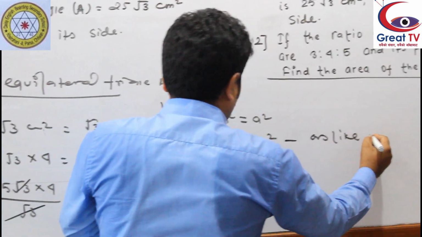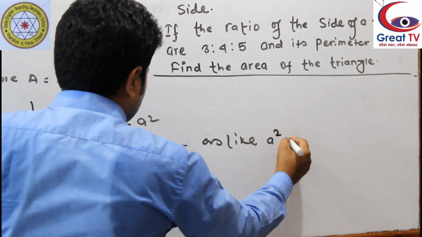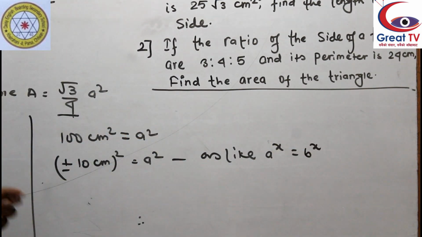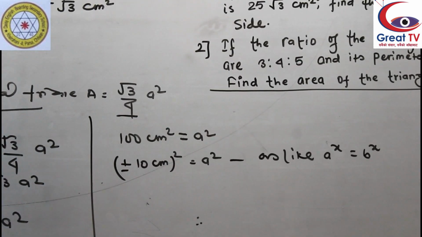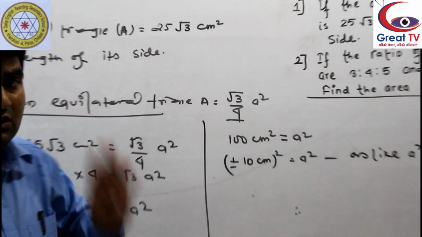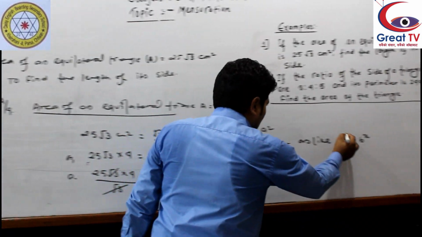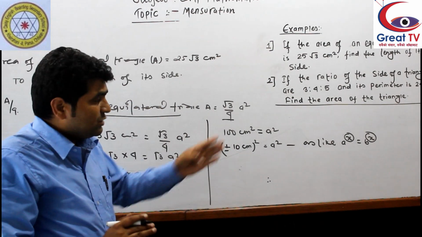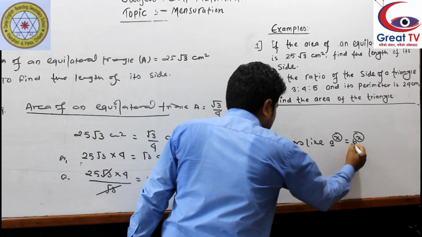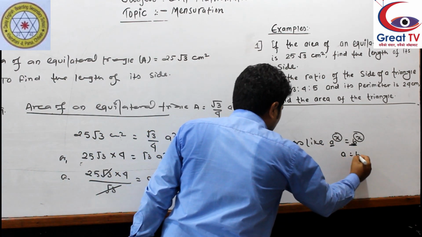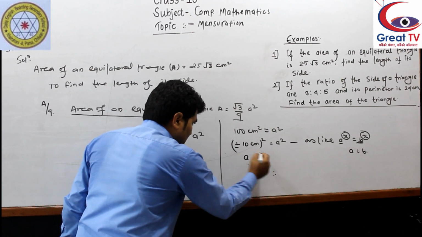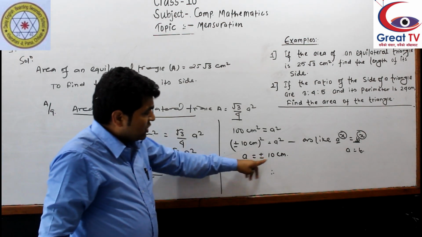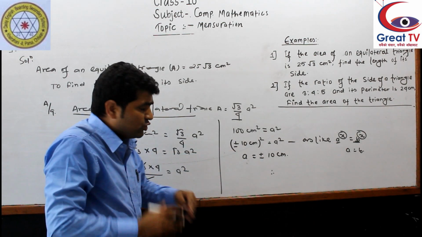Like this: if a power x equals b power x, in that case we can use the properties of exponential equations. Here the powers on both sides are the same, so we can equate their bases, that is a equals b. So here the value of a equals plus minus 10 centimeter. Dear students, the value of a equals plus minus 10.